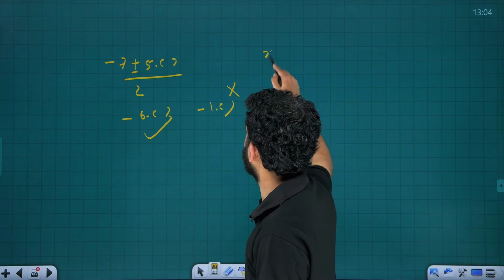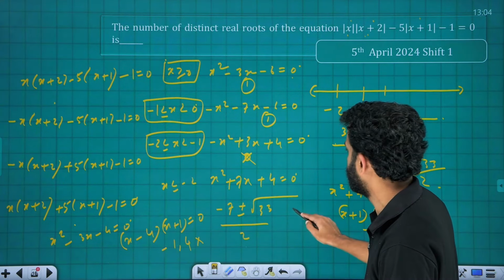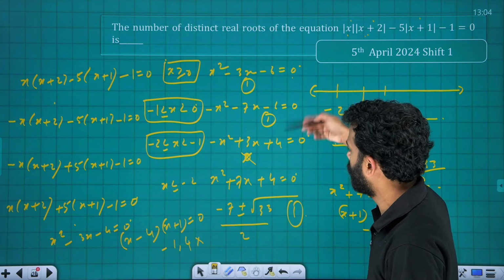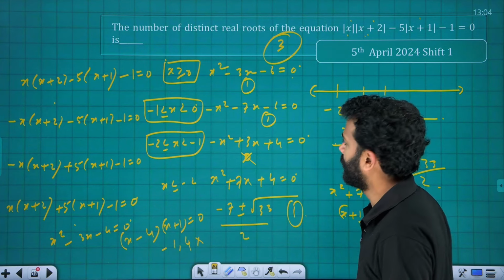Since x is what? Less than or equal to minus 2. So, how many solutions? According to the given condition, one solution. So, total 1 plus 1 plus 1, the number of real roots is what? 3. Hope you got the idea here.